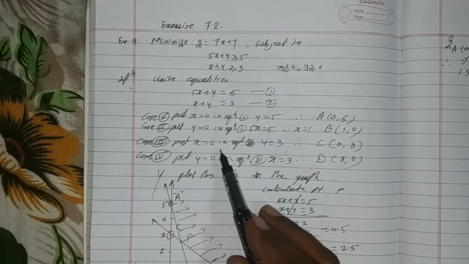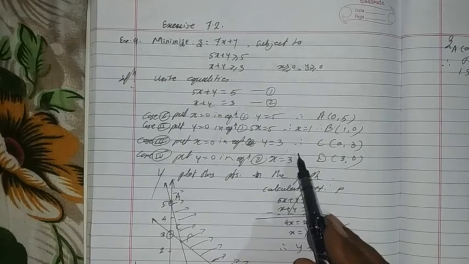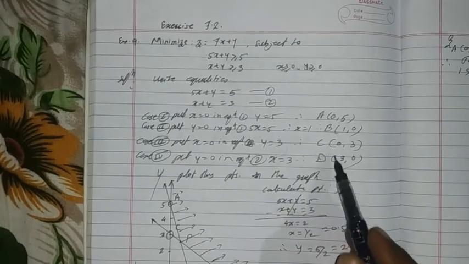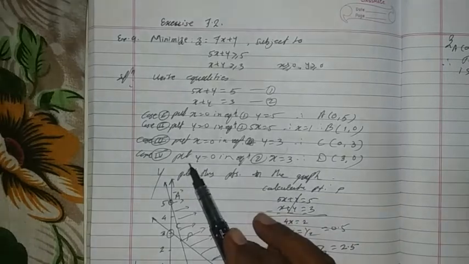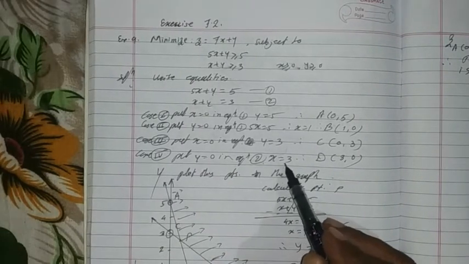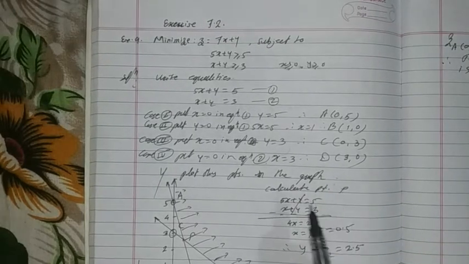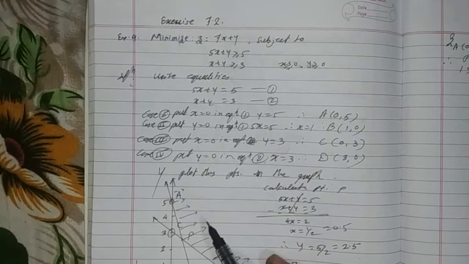Similarly, put x is equal to 0 in equation number 2. We get y is equal to 3. Therefore, C point is 0, 3. And y is equal to 0 in equation number 2, x is equal to 3. That is D point 3, 0. Then these 4 points are plotted on the graph.